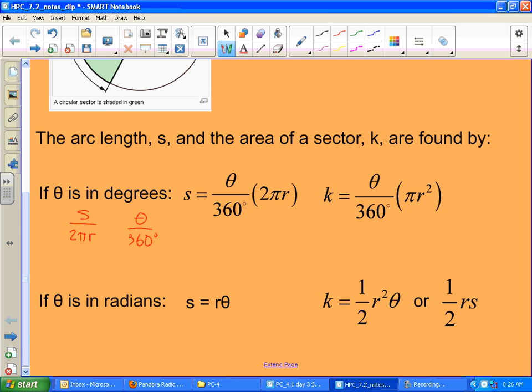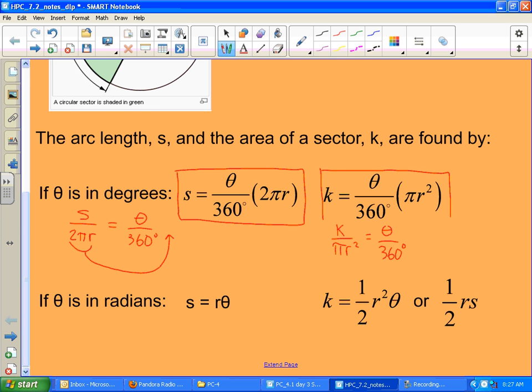So we have these two ratios that once we set equal to each other, we end up with a proportion. And so solving for s in this case, 2 pi r multiplies over to the other side, and we get this equation for arc length when we have theta in degrees. Now the same thing works for areas of a sector. The area of a sector is in proportion to the entire area of the circle, as is the central angle relative to 360, and once again multiplying by pi r squared to both sides, we generate this equation for the area of a sector of a circle.